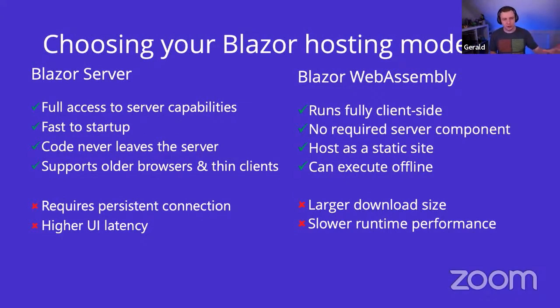So for the Blazor server, you will always have to have a connection, right? You will always have to be online. So, if you want to have an application that runs offline, then this is not the option for you. Also, there is a little bit of a higher UI latency because every change in the UI, every click that you do has to go to the server, has to go back with the changes. It's only doing the diffs, but still it has to go back and forth. So there's always a little bit of latency.